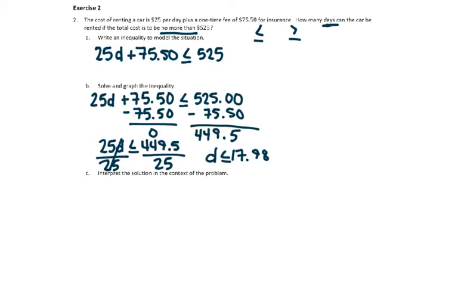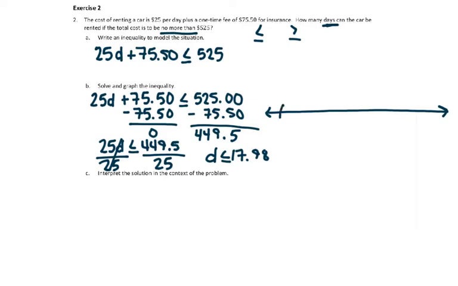Now, this is asking us how many days a car can be rented if the total cost is no more than $525. So please keep that in mind when we switch to the next problem to interpret the solution in the context of the problem. But before we move on to that problem, we need to write out or draw a graph to show what we're doing here.